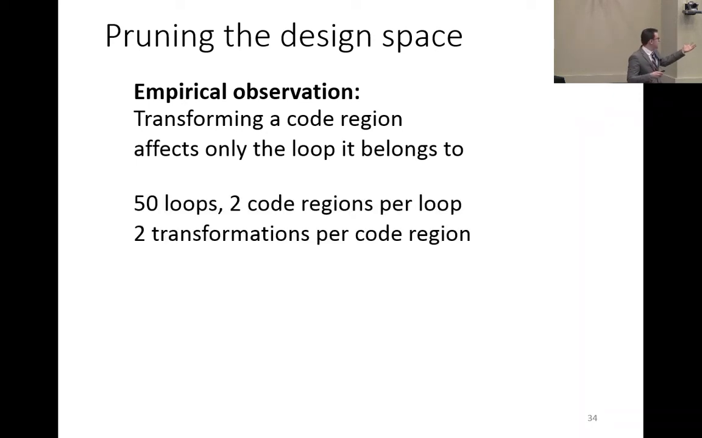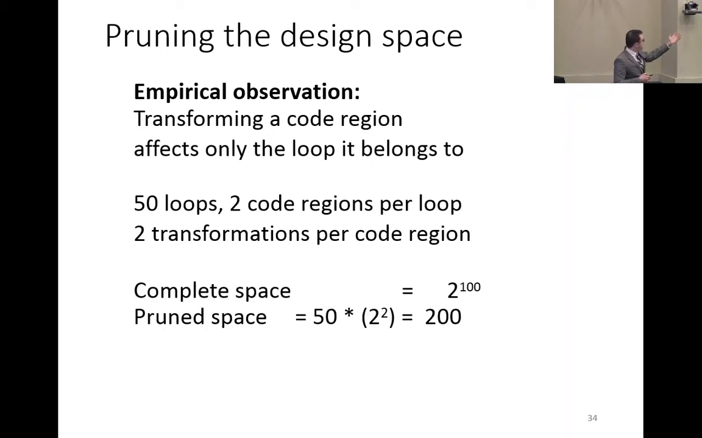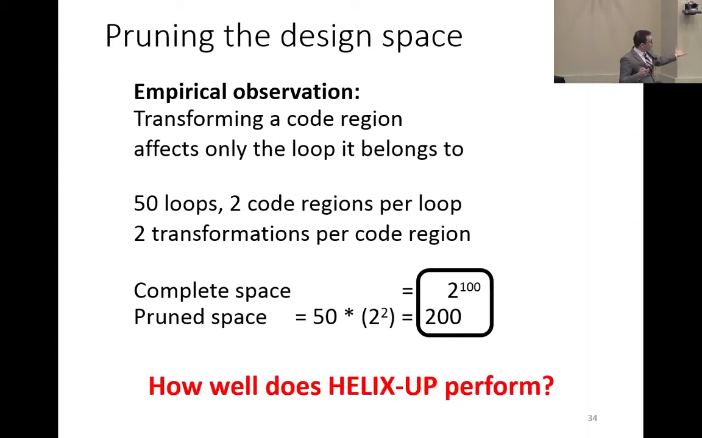I'm going to use an example to show that. If we have 50 loops, 2 code regions per loop, and 2 transformations per code region, the entire space is 2 to the 100. But if you prune it, instead of exploring a 100-dimensional space, you explore 50 two-dimensional spaces. Much more practical. So after all of this, one interesting question is, okay, how much performance are we talking about here, and how much output distortion?